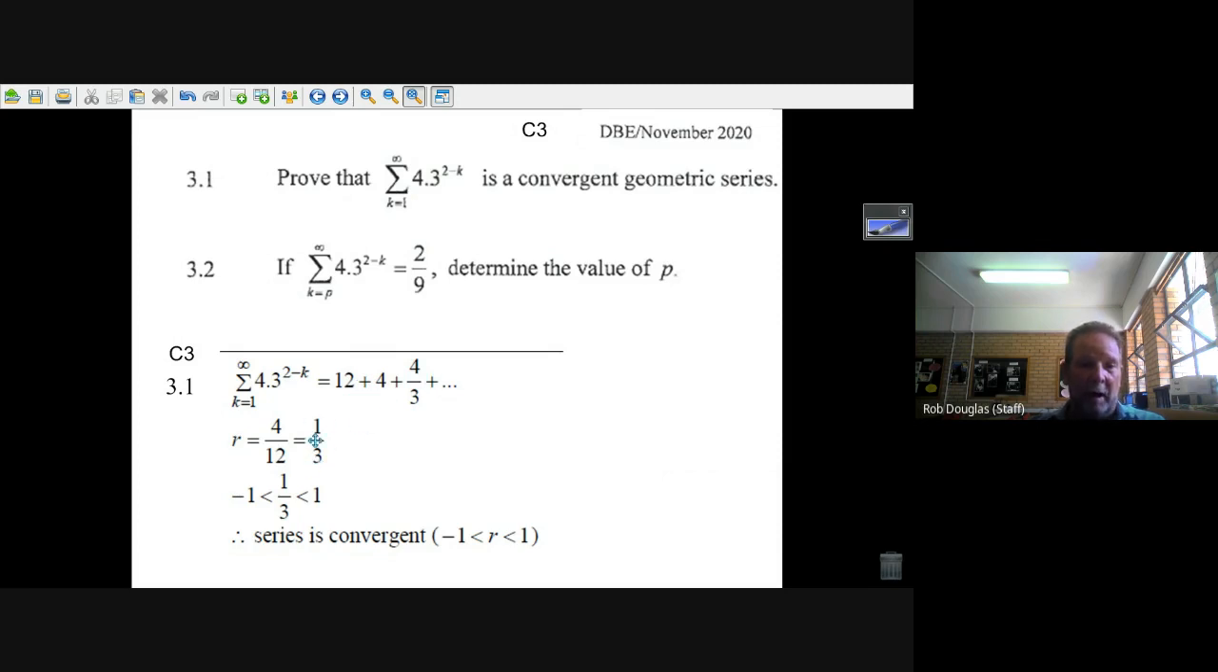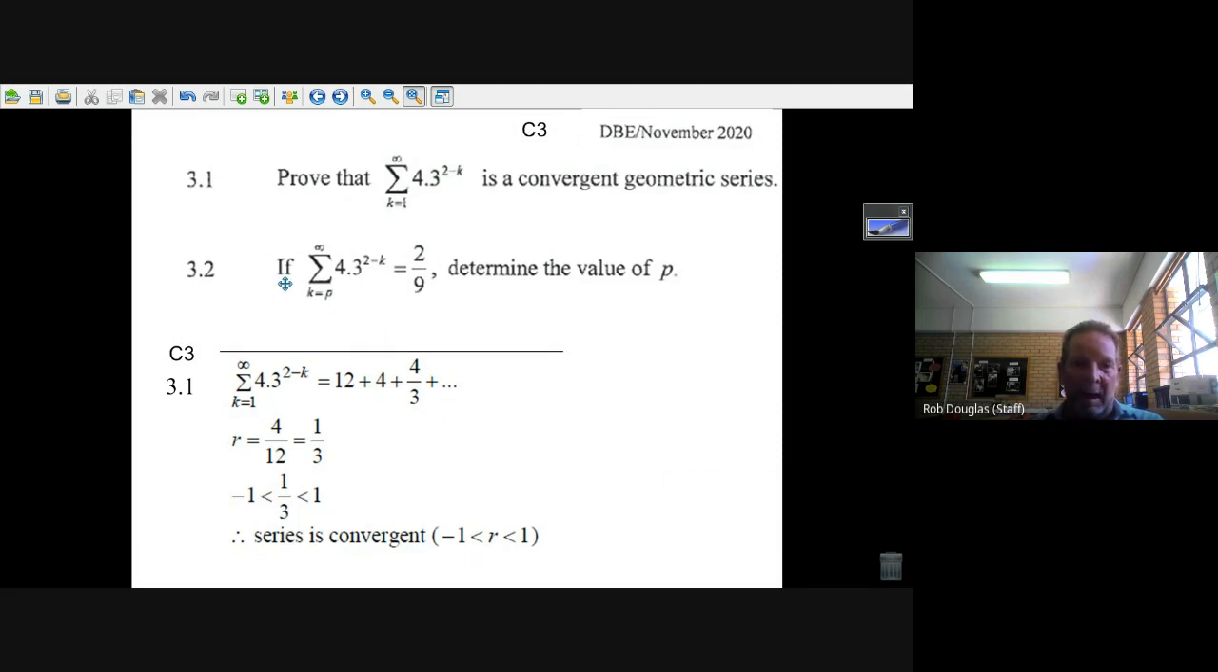Now there's your r. The reason it's a convergent series is because it meets the conditions for convergence, being that 1/3 is less than 1 but greater than minus 1. Because 1/3 fits in between 1 and minus 1, therefore the series is convergent, because r is between 1 and minus 1. That's proving it, showing why it's a convergent series.